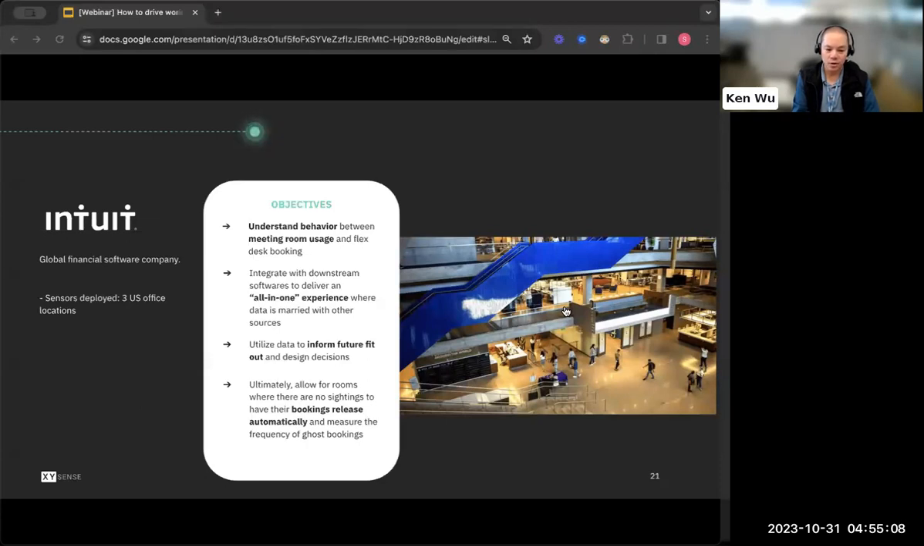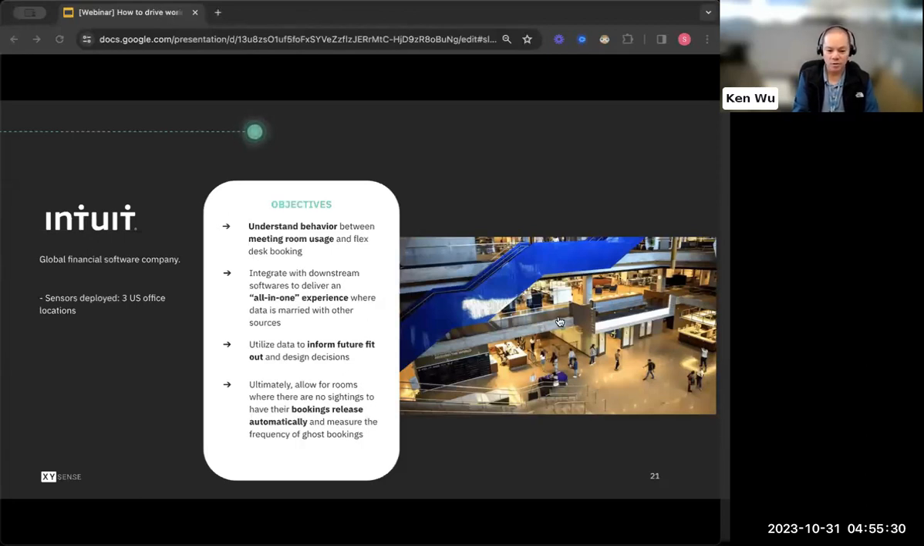That third bullet point has been really interesting for us to start having discussions on what our future sites will look like. So we're currently installing sensors at some sites coming online in the next few months, and using the data from those new sites will inform our projects in the future. For example, we'll be able to have discussions on, did we have the right number of very large conference rooms or not enough smaller conference rooms?